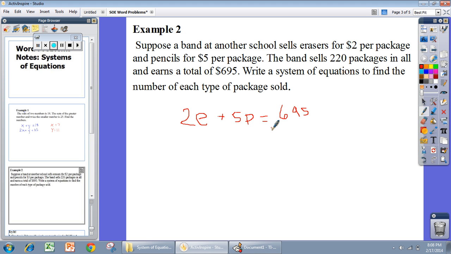Alright. The next thing, we have to deal with this total number of packages that they sold. So total they sold 220. Now, what are we selling? Erasers and pencils, right? So your next equation is going to be pretty straightforward. E plus P is going to give you your 220 packages that you sold. So E plus P.